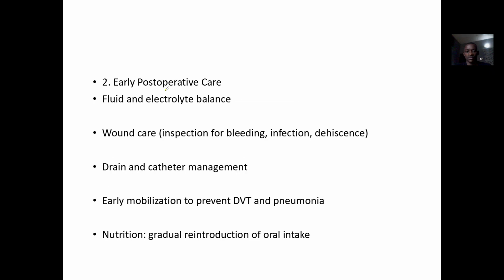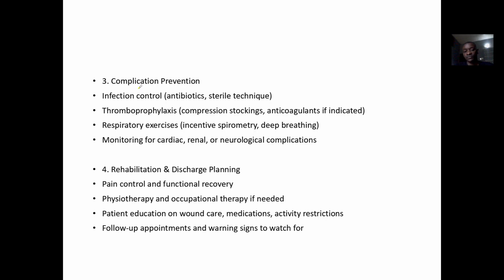Now, early postoperative care is fluid and electrolyte balance, wound care, drain and catheter management. You try to make sure that the patient is moving around so that they don't have deep vein thrombosis as a result of bed rest. Then nutrition. So complication prevention, so infection control, thromboprophylaxis, respiratory exercise. You keep monitoring the patient.